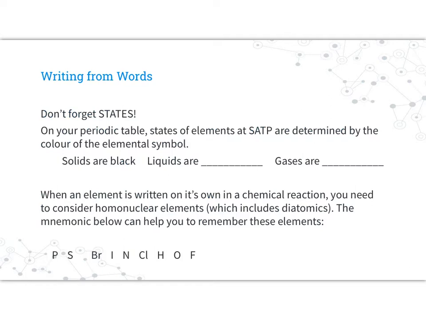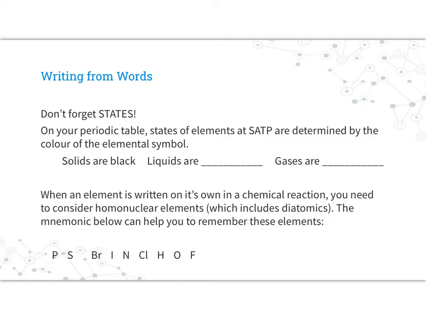Writing from words. There's a few things that we need to remember. Don't forget states when you're writing a balanced chemical equation. We don't just need to balance the compounds and the atoms within. We need to include states to describe how these elements came together.